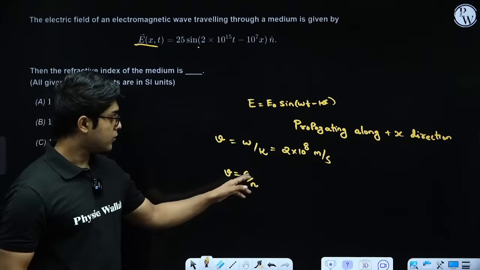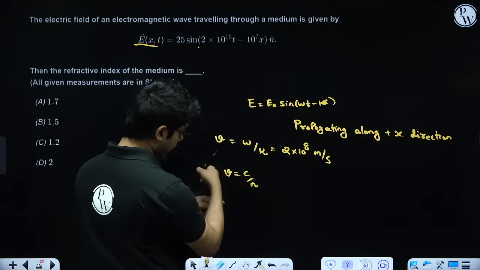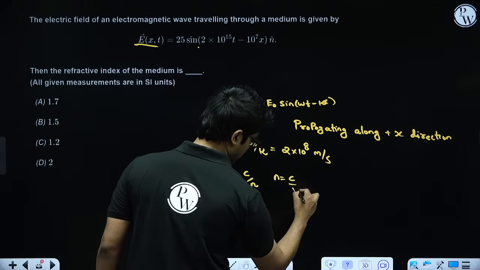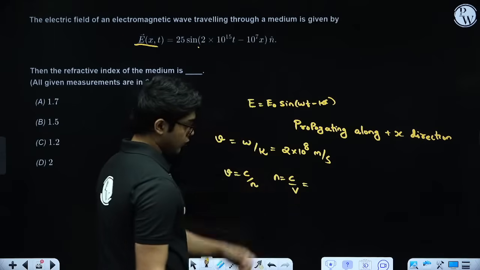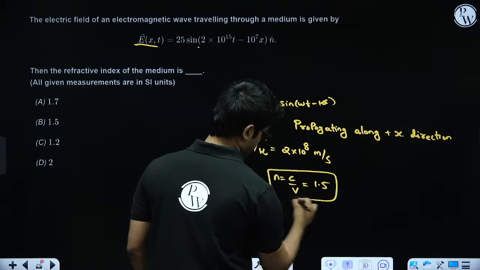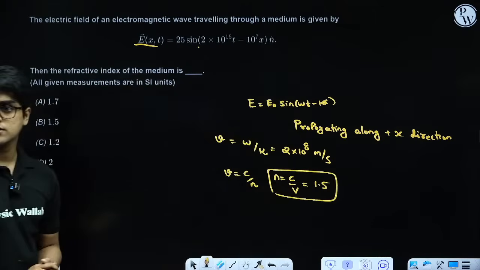So now what we'll do is we'll take n to this side, v to this side. So our n will be c by v, which is going to be 3 by 2 basically. So 1.5. So this is going to be the answer. Alright, so this is a straightforward problem.